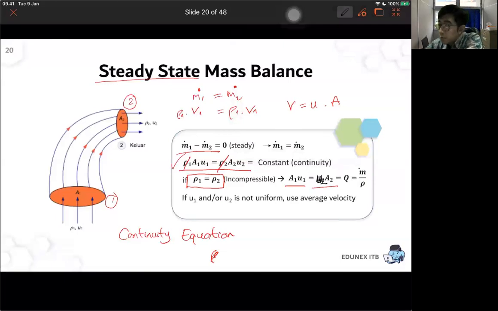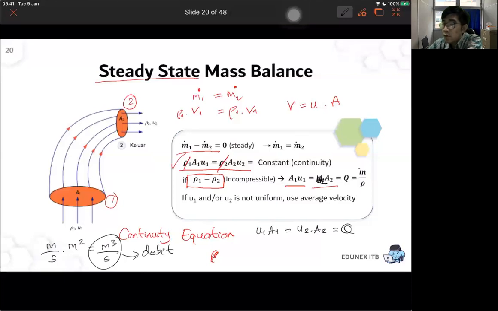Right? So this one will be equal to this one. Linear velocity is meter per second times area in square meters. It will be cubic meters per second. It is called the debit, or volumetric flow rate.